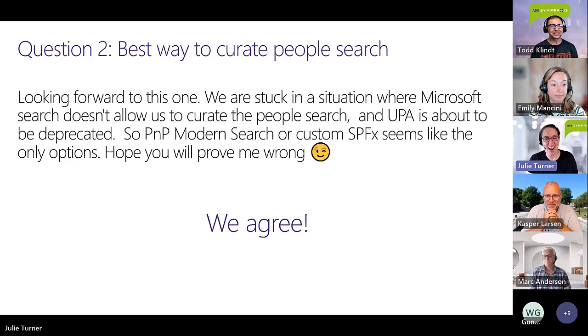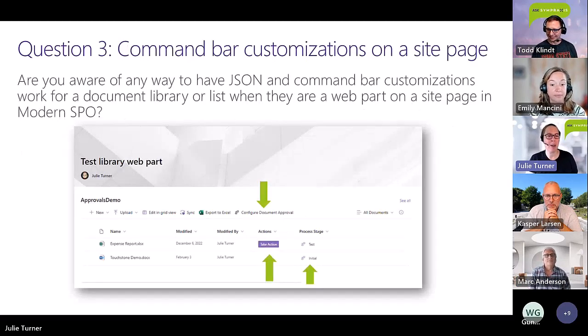Good to know. All right, question 3, command bar customizations on a site page. Are you aware of any way to have JSON and command bar customizations work for a document library or list where they are a web part on a site page in a modern SPO? I've been doing this for quite a while and it works for me. So I don't think that's an issue. I think it works. This is a test I just did yesterday, and you can see I have a command bar customization and a couple of field customizers, and they are all showing up, and this is a web part embedded in an SPO page.